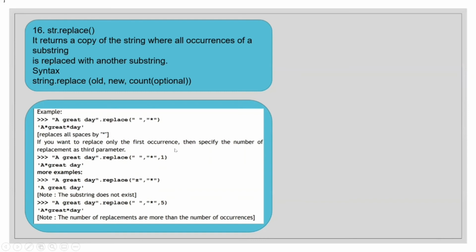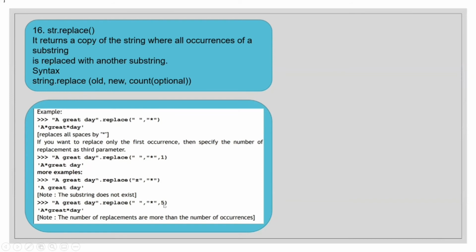If you want to replace only the first occurrence, then specify the number of replacements. So now "a great day" dot replace, this is still the same. Then I have given the occurrence also, the count. So once, I want to change it just once. So now it's going to change only the first position. Now if I want to replace the letter Z with asterisk, though there's no Z over here, it's not going to make any difference. It's just going to stay like that.